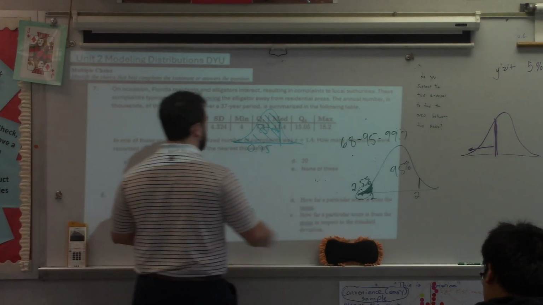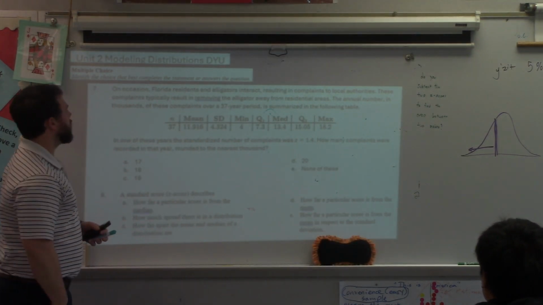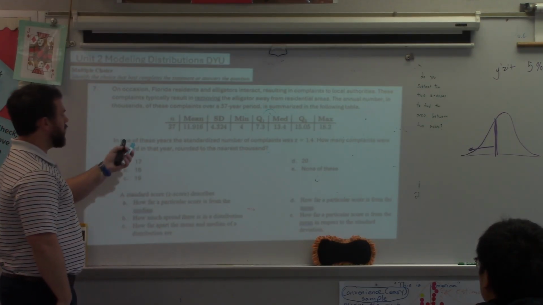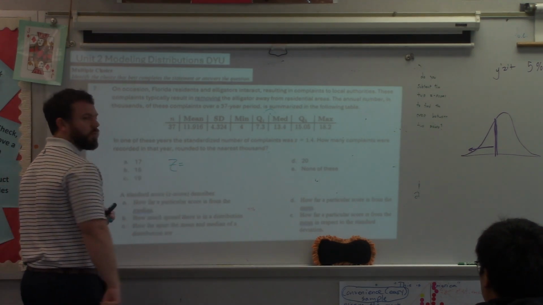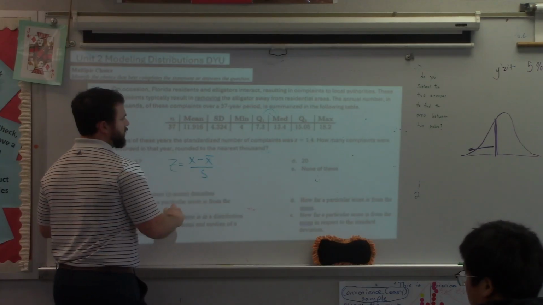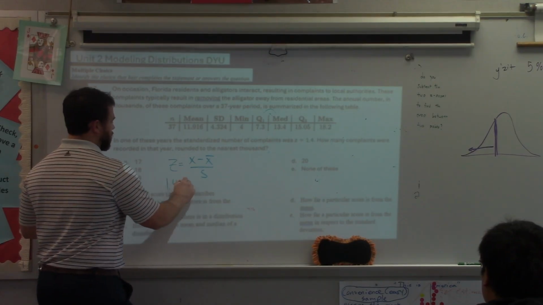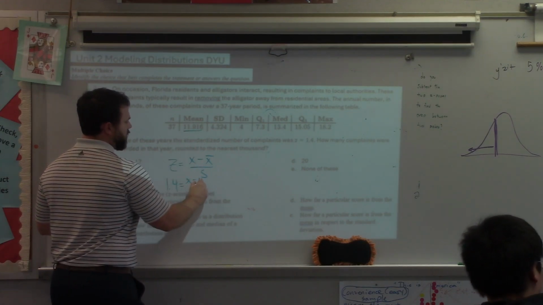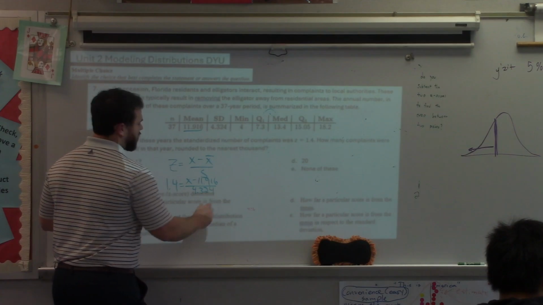Notice right here, we have all this data, and those are all summary statistics, by the way. It tells us that one of the years, the standardized number of complaints was z equals 1.4. How do we calculate a z-score? Value minus mean, divided by standard deviation. My z was 1.4, my value is what I want to know, the mean was 11.916, and my standard deviation was 4.324. You just solve that equation.